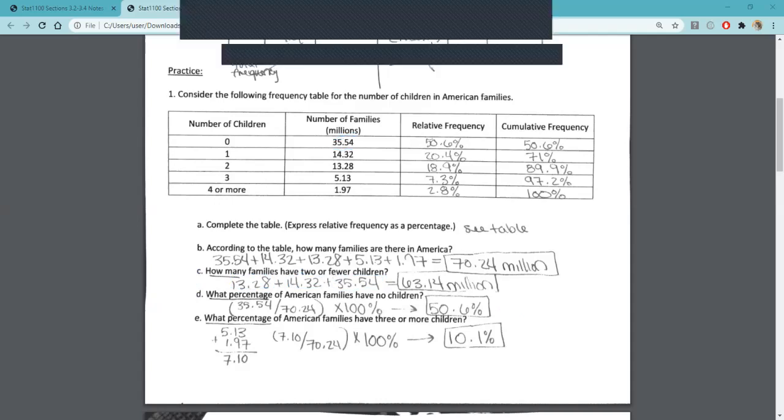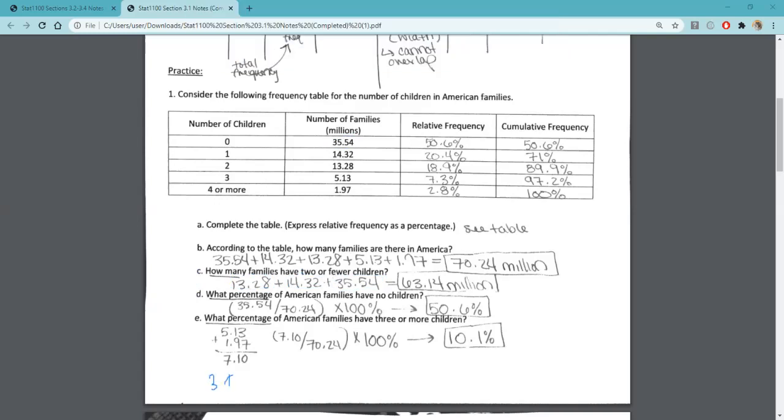For E, it says what percentage of American families have 3 or more? So we're looking for 3 plus, 4 or more. So that's where this 7.10 is coming from. Then dividing it by that 70.24, which again was our total, and multiplying by 100. So we came out with 10.1%.